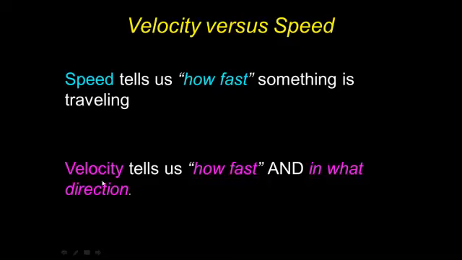Now, one of the things about velocity is it can be positive, which would indicate an object moving in, say, the positive x or the positive y direction, or negative, in which case an object is moving in the negative x or negative y direction. So velocity can tell us if an object is moving forward, backward, up, down, left, right, or any of the other words that we use to describe direction.